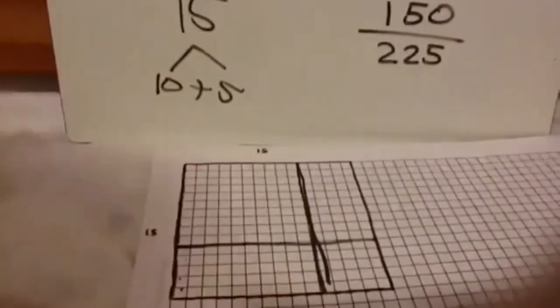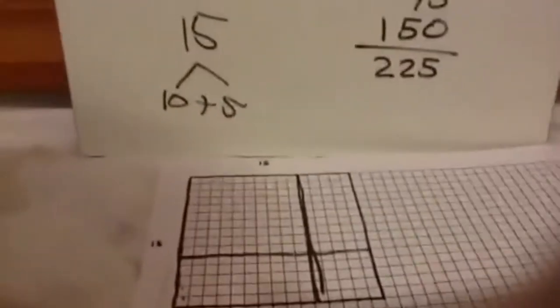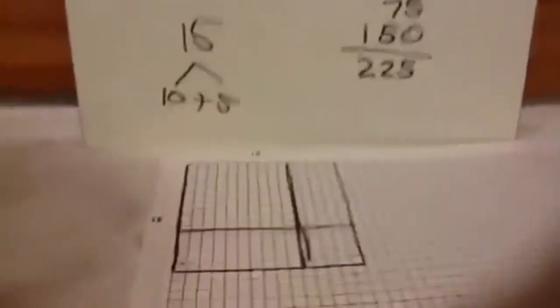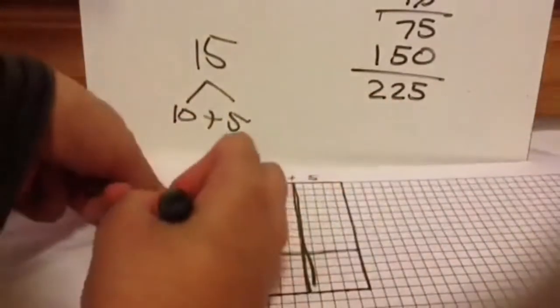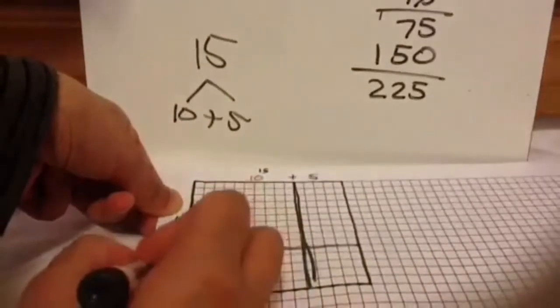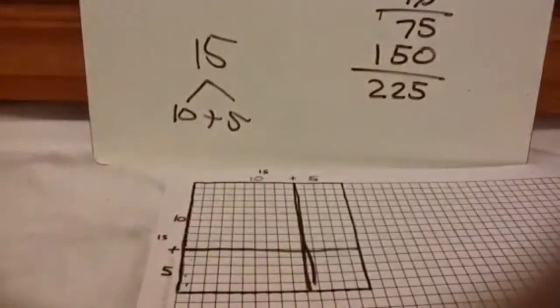Okay? So looking at this, this is going to be 10 plus 5, and this side's going to be 10 plus 5. Now I'm going to color these sections in.